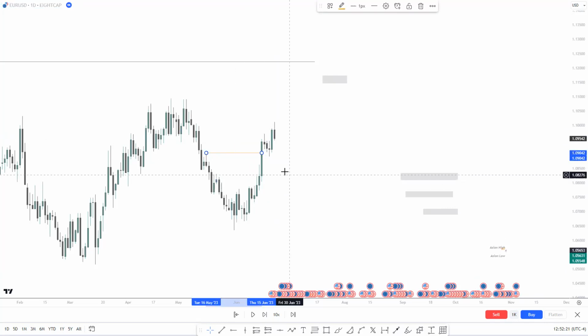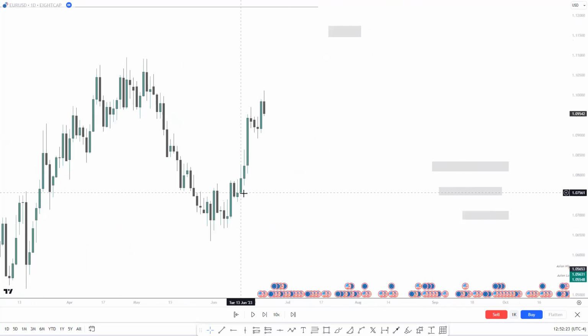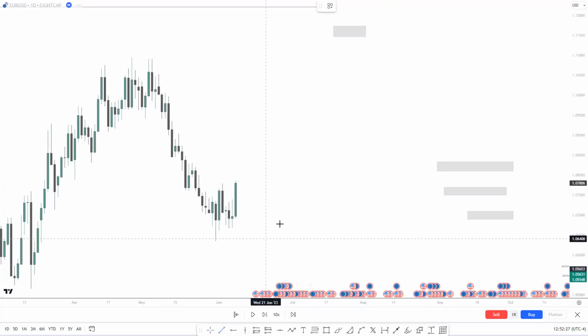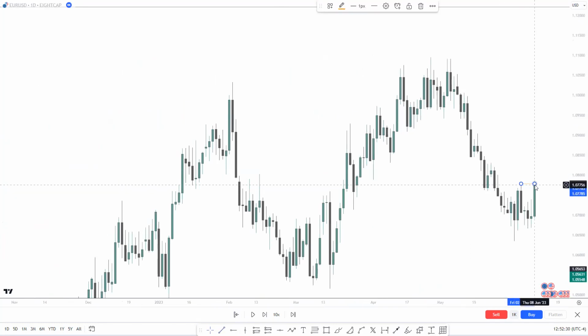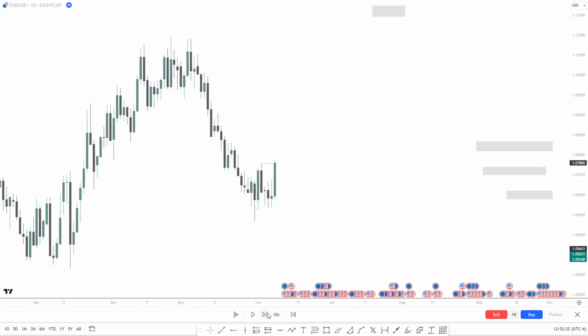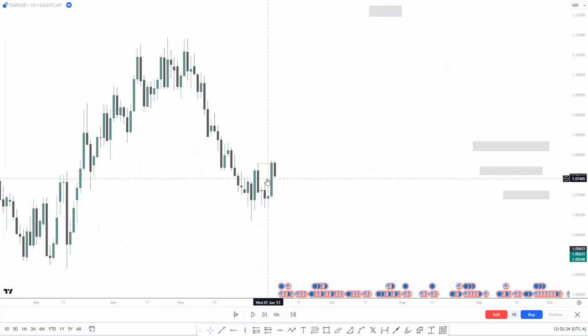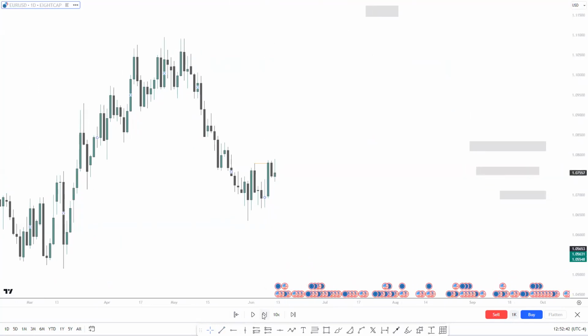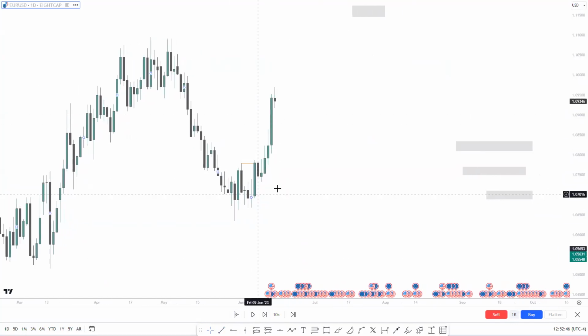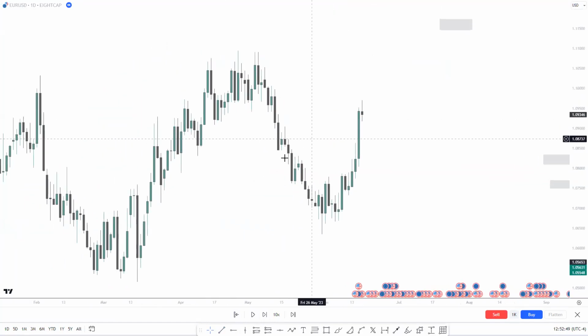Okay. Now here after this, you can see, before this, there is this high, right? You can see that. It is taken out. Now we have internal range liquidity right here. We have this fair value gap right here. So we can expect the market to tap this internal range liquidity. It taps it and then continues going higher.